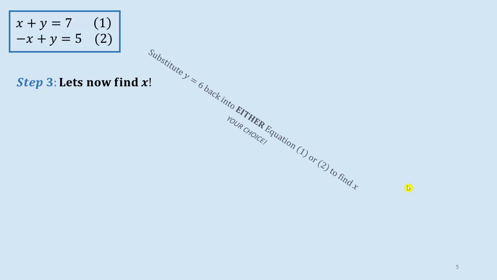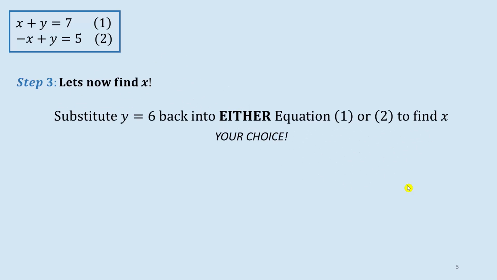So we know y equals 6. To find the other variable, x, we need to substitute that y equals 6 back into either equation 1 or equation 2 to find x. It's your choice. It doesn't matter. You will get the same answer. So I'm going to choose equation 1.